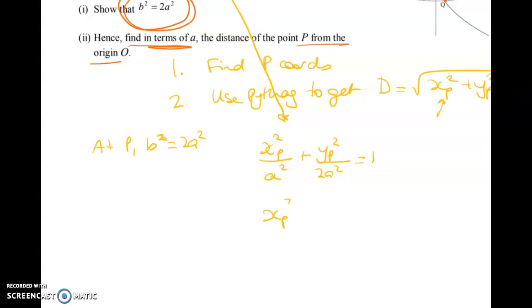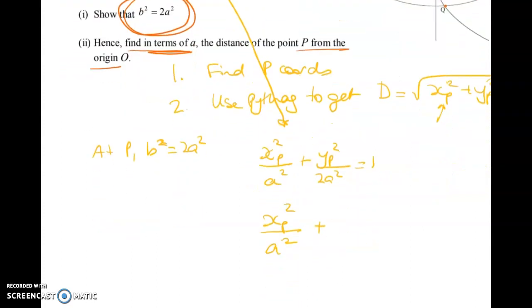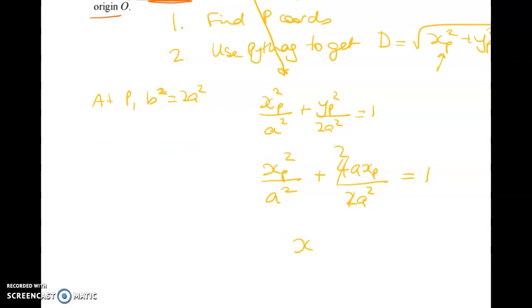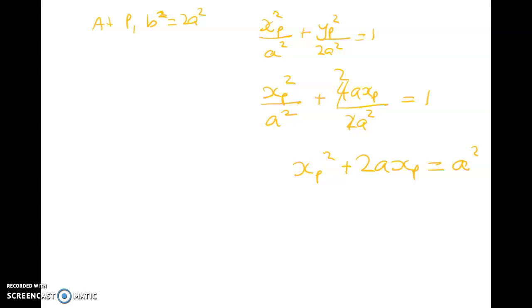So x squared on a squared plus, what was it again? 4ax, yep, plus 4axp on 2a squared is equal to 1. Simplifying here gives me 2, and here I'm going to leave that a squared as a common denominator for now. So I get xp squared plus 2a xp is equal to a squared, cross multiplying. I've got a quadratic, so this is pretty straightforward to solve. Don't be put off by the p subscript notation. Cleaning this up, we get xp squared plus 2a xp minus a squared equals 0.